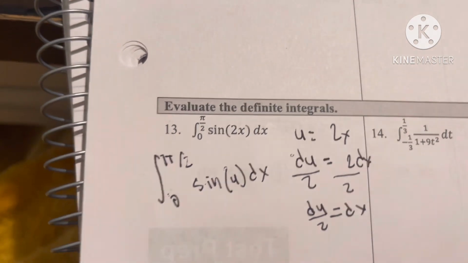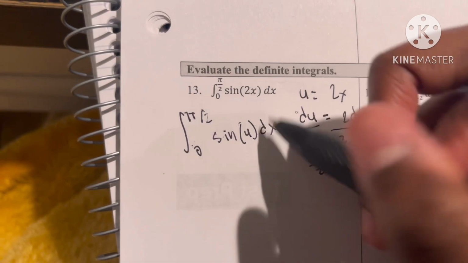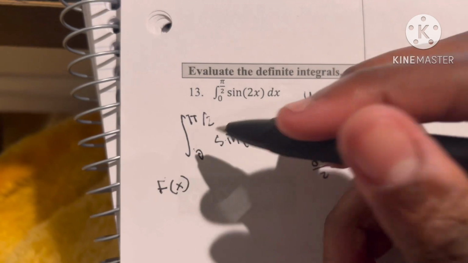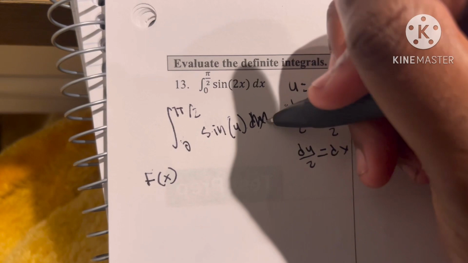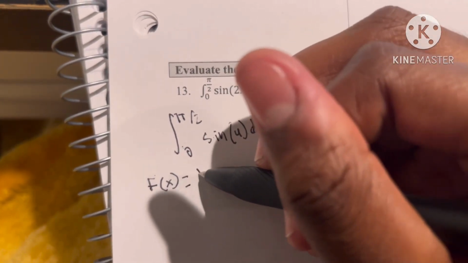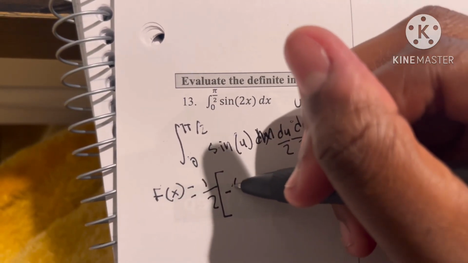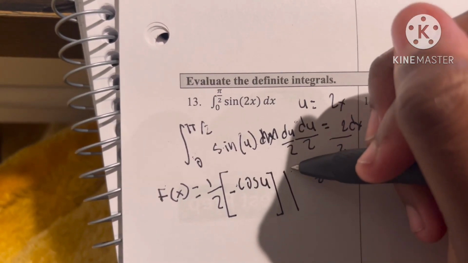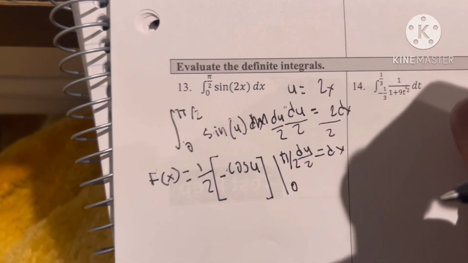Now, for this integral, I'm going to find the antiderivative, which is, oh, my bad, I meant to put du over 2. I'm going to find the antiderivative, which is 1/2 negative cosine u, evaluated from 0 to pi over 2.